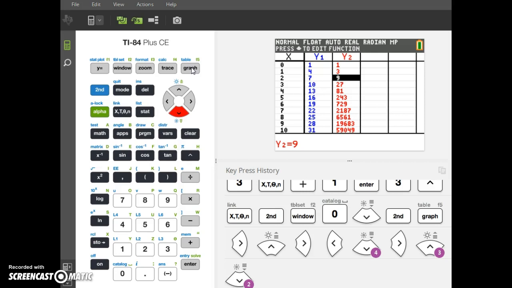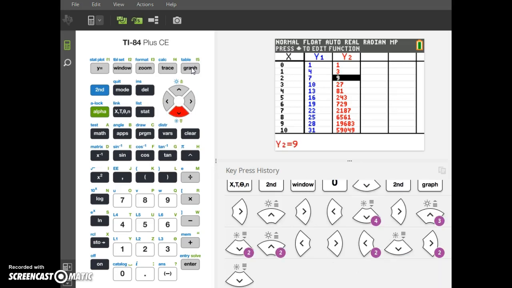The third question says, for what value of x will y1 and y2 have the same value? Well, that happens here when the y values are both equal to 1. And that happens when x is equal to 0. Question 4 asks us, when will y2 have a greater value than y1? So that looks like it's going to happen right here when we have a 9 as opposed to a 7. That's the first time that y2 is bigger than y1. So that'll happen when x is equal to 2.